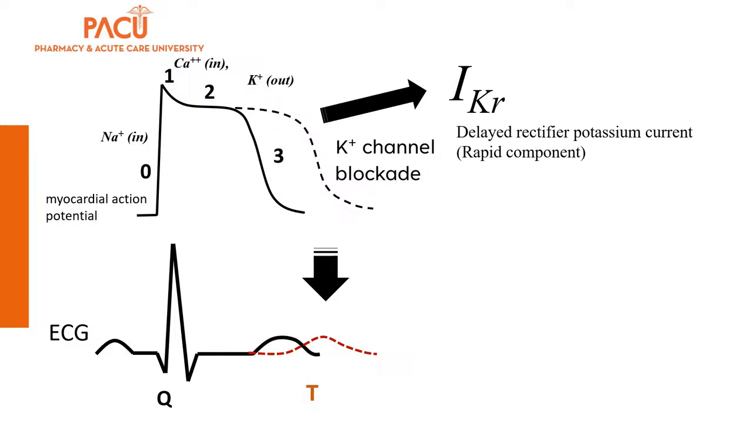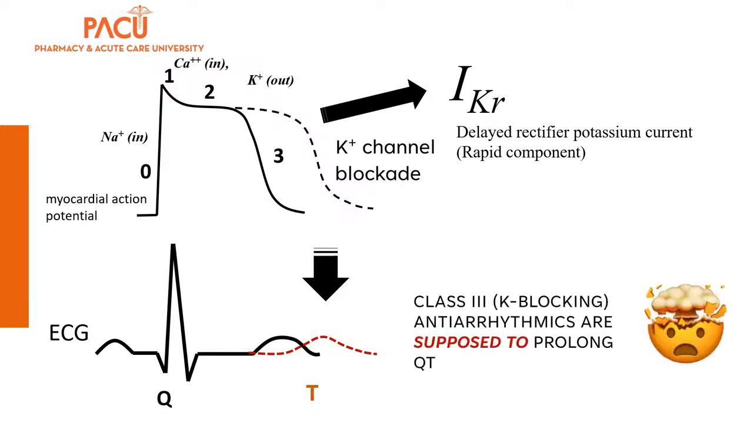Can you name any potassium channel blocking drugs? It's a lot of the antiarrhythmics that I mentioned earlier. Class 3 antiarrhythmics are potassium blocking agents. They are designed to prolong QT. So remember that these are the drugs that I respect.